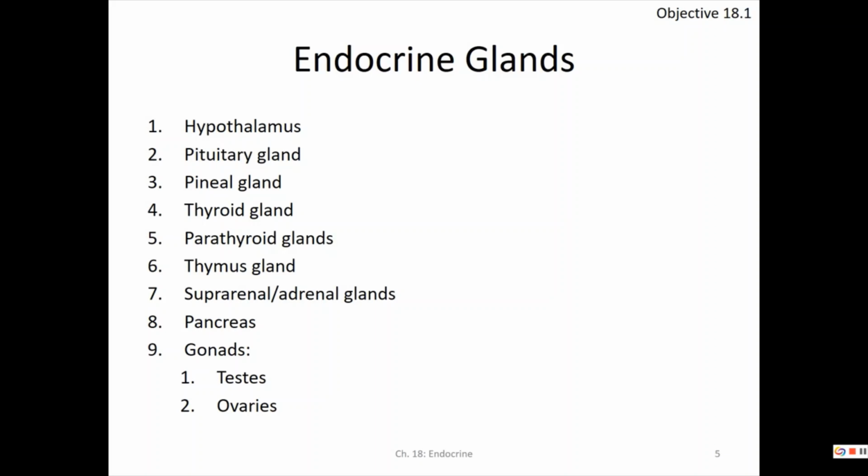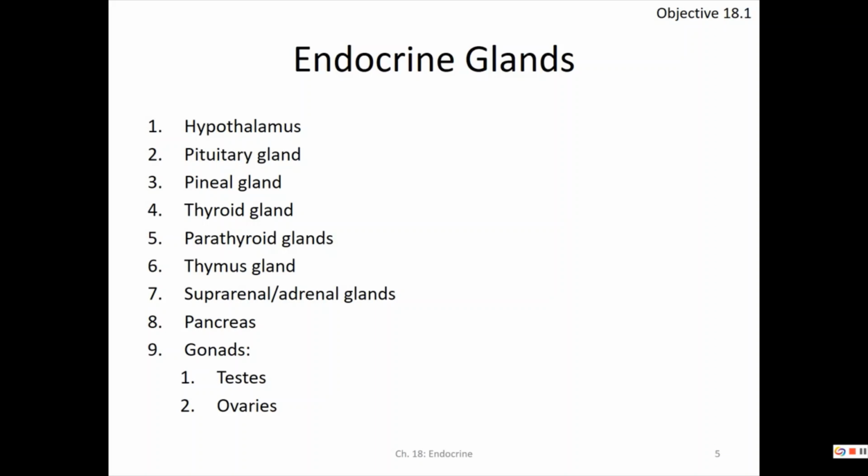First one we're going to talk about is the hypothalamus. Then we'll talk about the pituitary. And the pituitary has two parts to it. There's an anterior lobe and a posterior lobe that we'll talk about. The pineal gland, the thyroid. And on the back of the thyroid, we know there are two parathyroid glands on each side. There's a pair of parathyroids on each side of the thyroid.